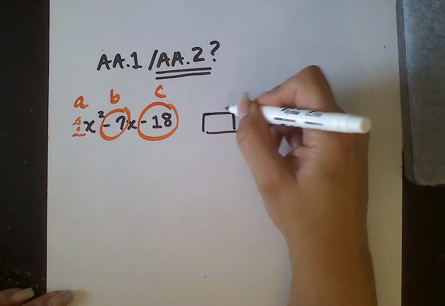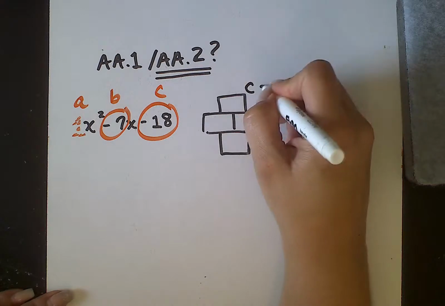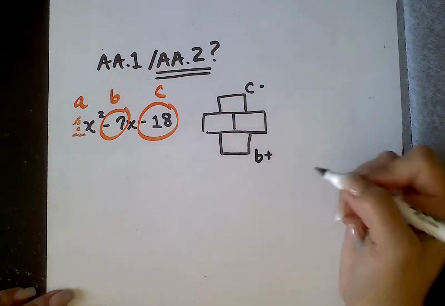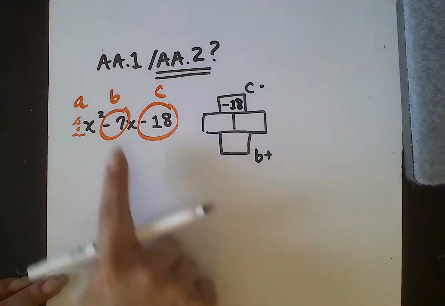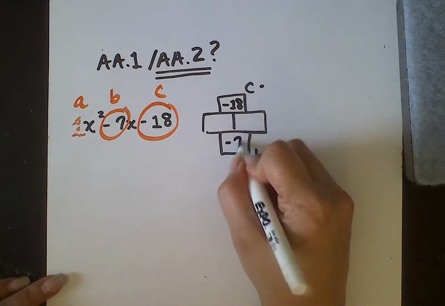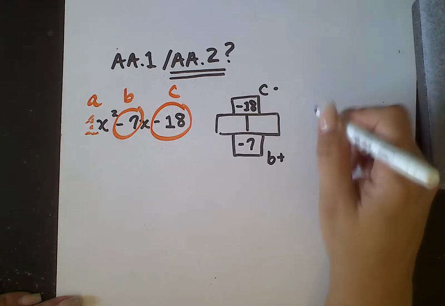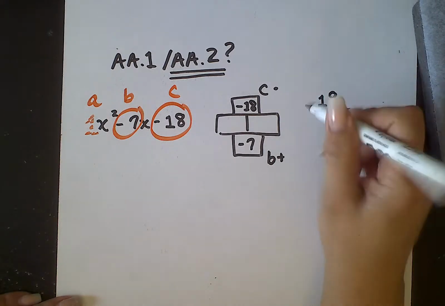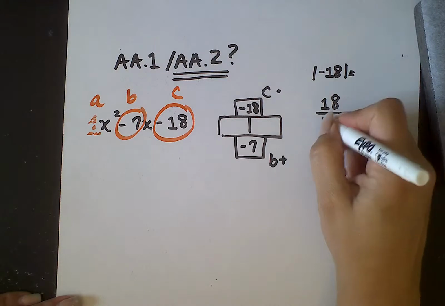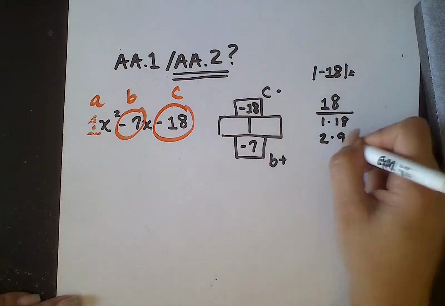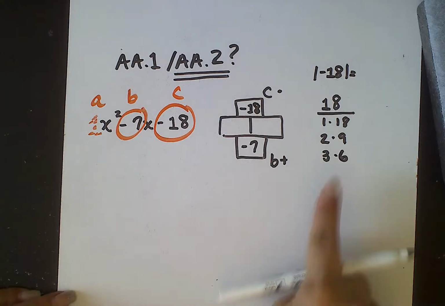Now, I know it's been a while since you guys have seen this. So recall that C goes up here and that's being multiplied, and B goes down here and it's being added. So my C is going to be -18 and my B is -7. So what I'm hoping to do is to list out the factors of 18, because remember that the absolute value of -18 is just 18. So I'd have 1 times 18, 2 times 9, 3 times 6. There's not a 4 or a 5, so I'm done.